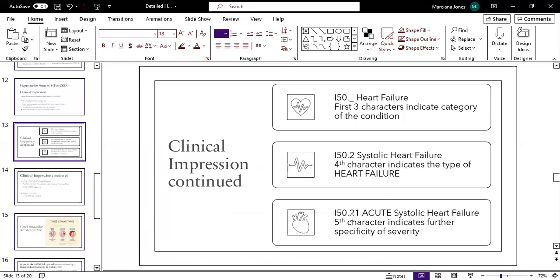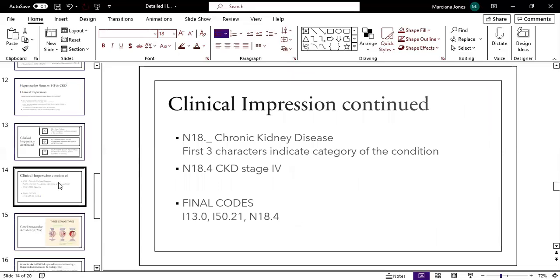So I50.21, which is acute systolic heart failure. And this fifth character indicates further specificity of the severity, acute or chronic. So now we have to code the stage of the CKD.